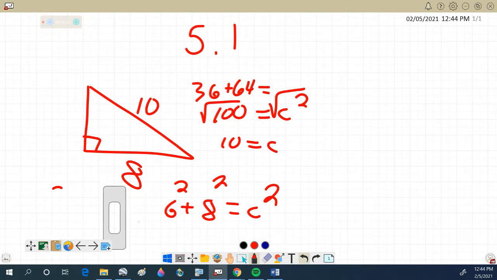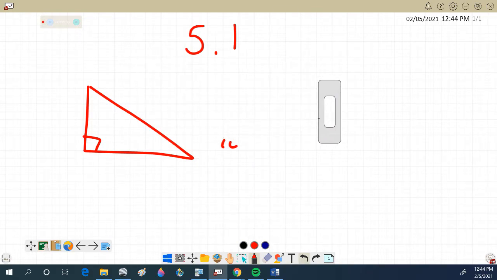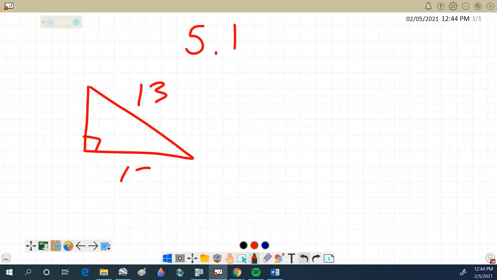Okay. Let's do another one. So that is if you're missing the hypotenuse. But what if I had 13 and 12 and I needed to find that side? What side are we missing? A or B?